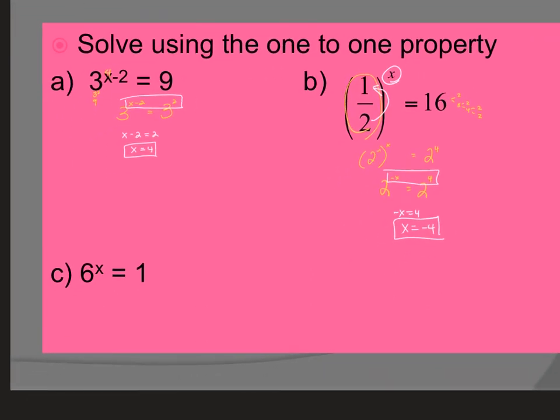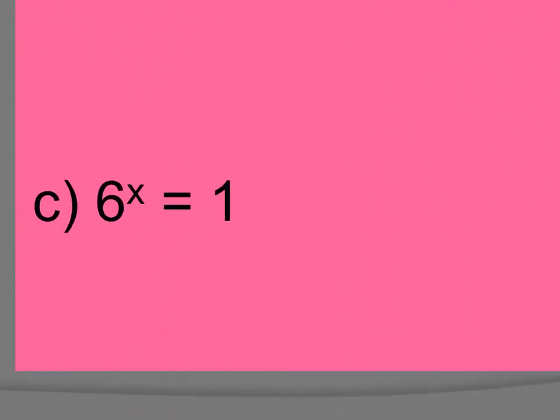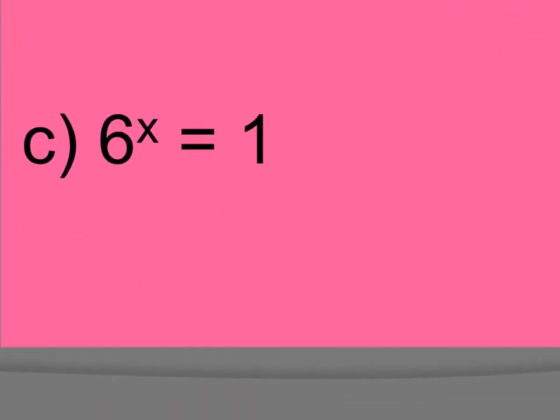And the last one says 6 to the x equals 1. What's x? 0. There is no way that you can figure that out by working it out. You have to have that memorized. Questions on any of those?